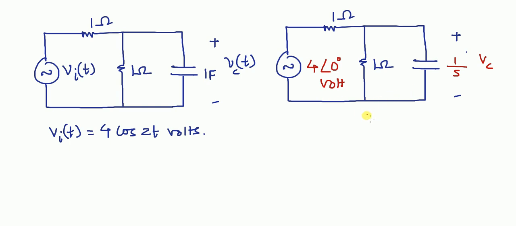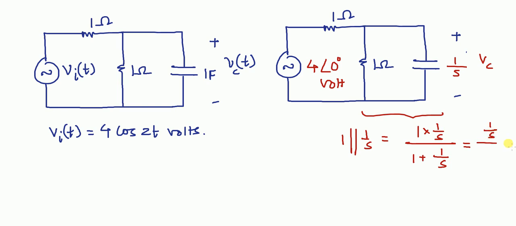Now for this circuit, capacitor and this resistance are connected in parallel, so parallel combination of 1 and 1 by s is 1 into 1 by s over 1 plus 1 by s. So it is 1 by s over (s plus 1) by s. So the parallel combination is 1 over s plus 1. Now we can apply voltage divider rule.